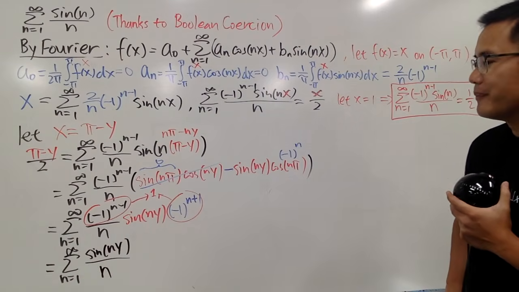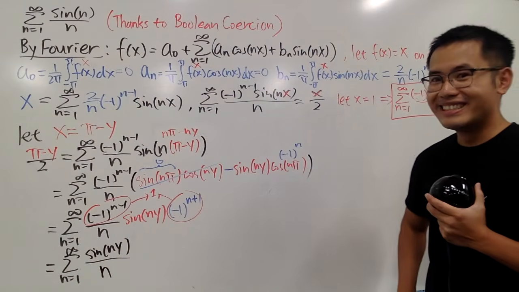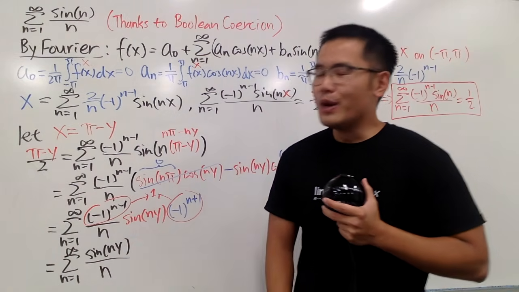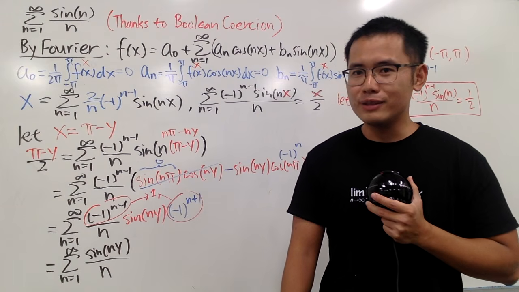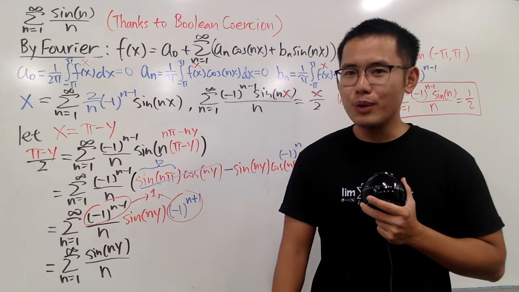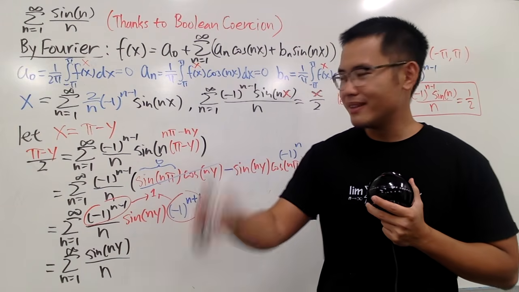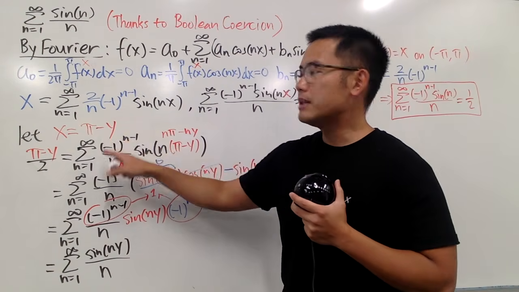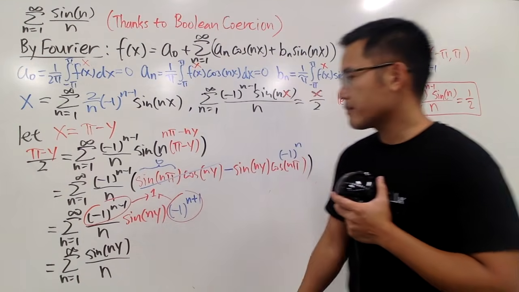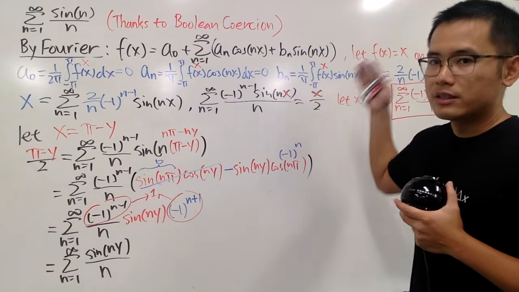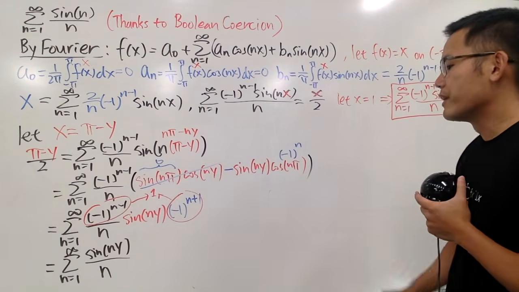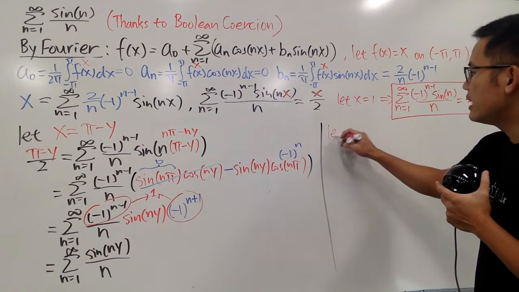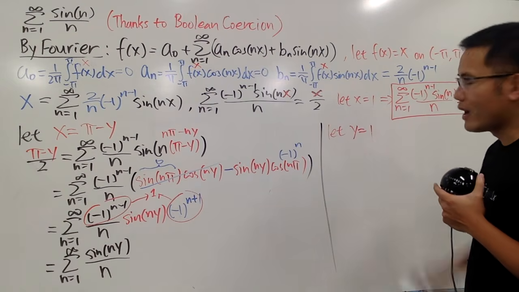And let's see, what do we do next? Of course, we let y equal to 1. And is that legit? Yes, it is. Even though we shifted a little bit, but if you check the y, well, y will be going from 0 to 2 pi. You can just check that on your own. So that's the deal. From there, we're going to say let y equal to 1.